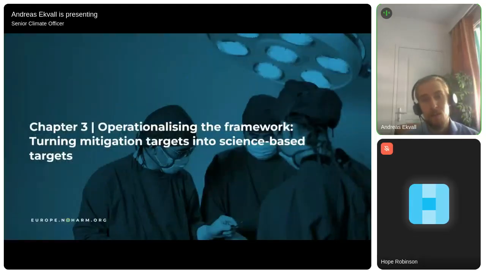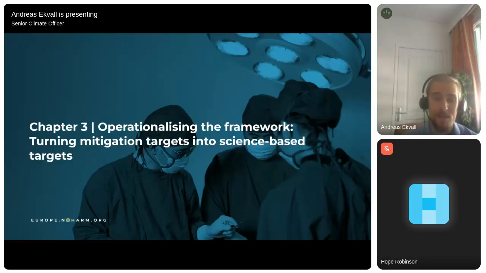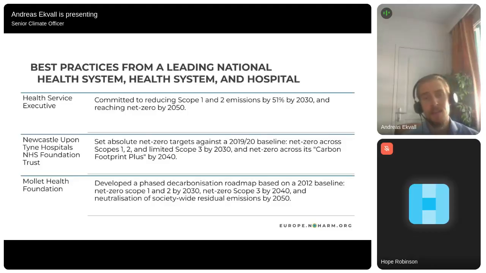Now, building on the framework developed in Chapter 2, Chapter 3 in the handbook focuses on how to develop more advanced targets that are aligned with the climate science. Here you can see 3 best practice examples from the handbook. They give us a great look at different scales of operations. We have a national health system, a regional health trust, and an individual hospital.